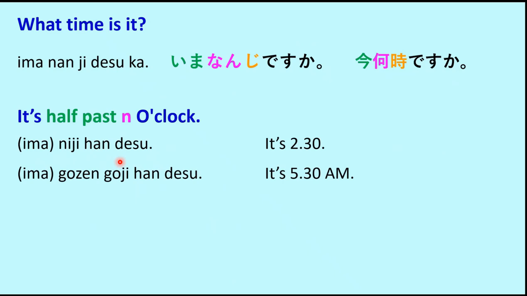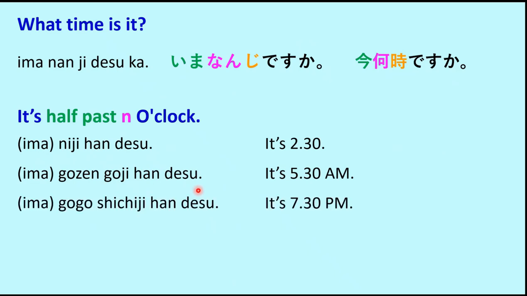Ima gozen goji han desu. It's 5:30 a.m. Gozen is a.m. Goji is 5 o'clock, and han is 30 minutes past 5. So that's why gozen goji han desu. It's 5:30 a.m. Ima gogo shichiji han desu. It's 7:30 p.m. Ima juniji han desu. It's 12:30. So here gozen or gogo is not specified, so that's why we have written it's 12:30.